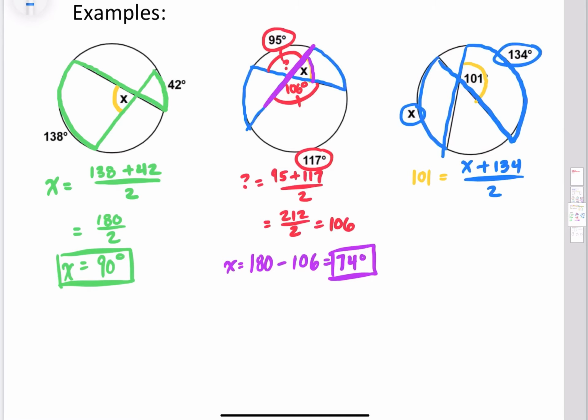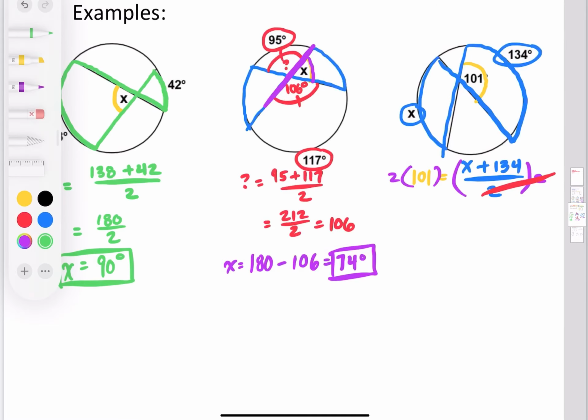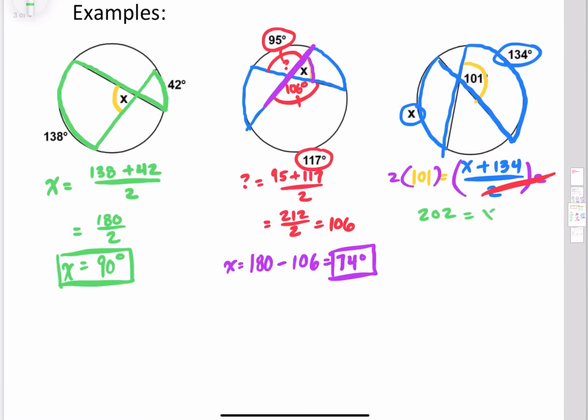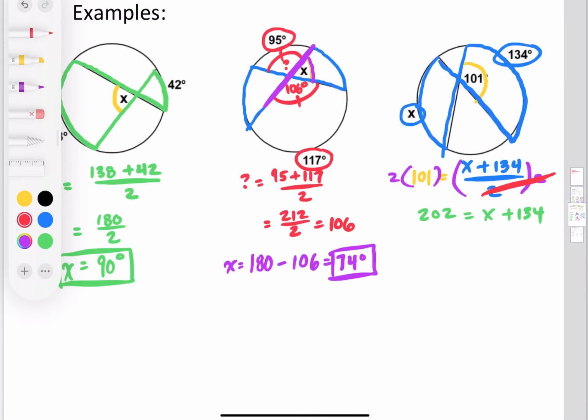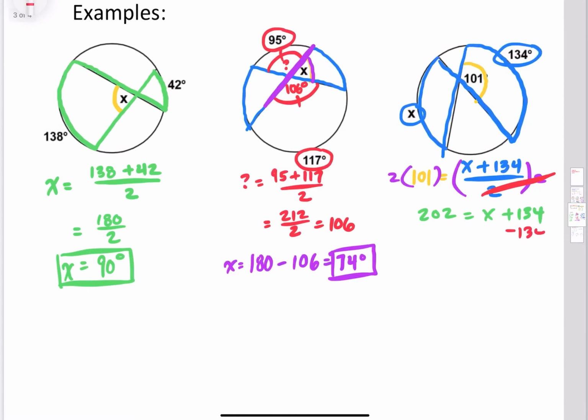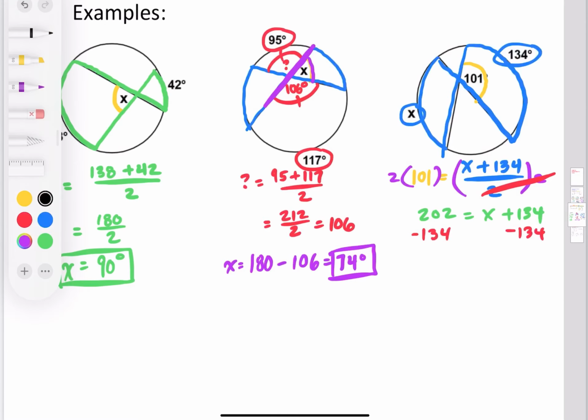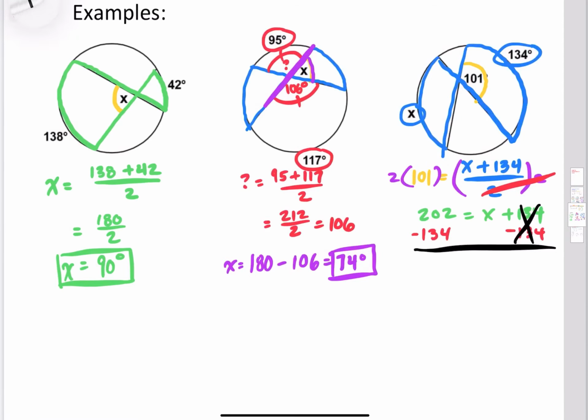Okay, so now all I've got to do is the math. I can multiply both sides by 2. That's going to get rid of that 2 on the bottom, leaving us with 202 is now equal to x plus 134. And now all we've got to do is subtract that 134 on both sides. And the 134s will cancel each other out, leaving us with x by itself. And now we can figure out what x is. x ends up being 68 degrees.